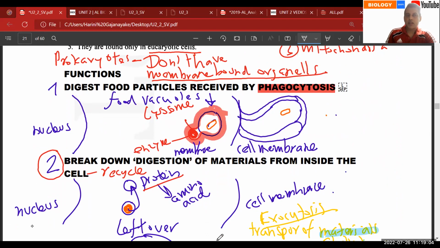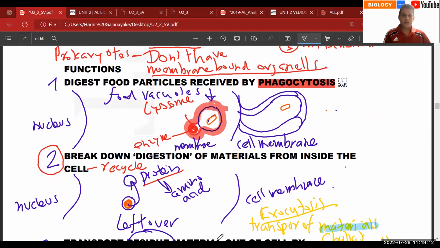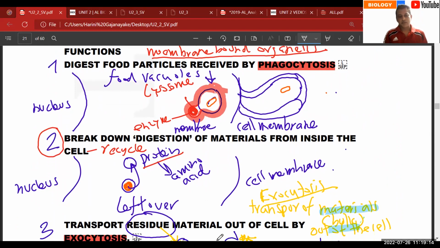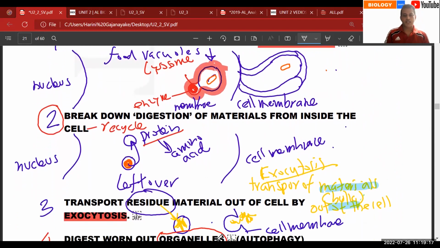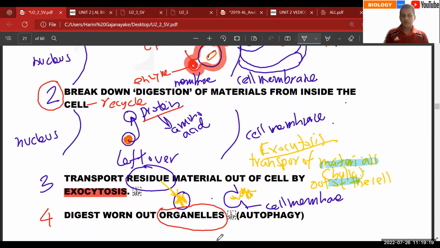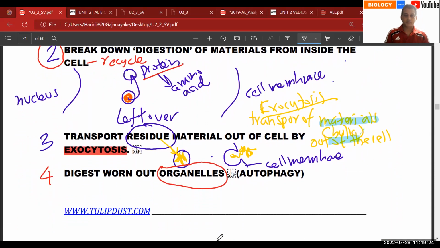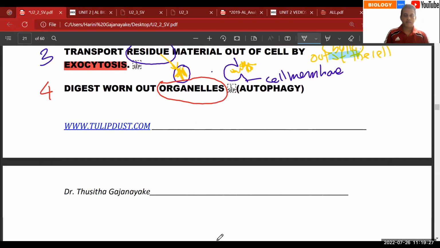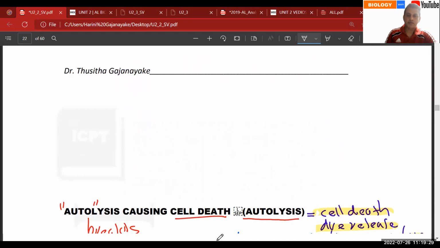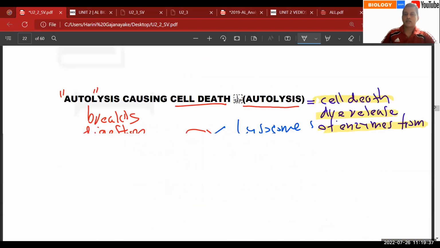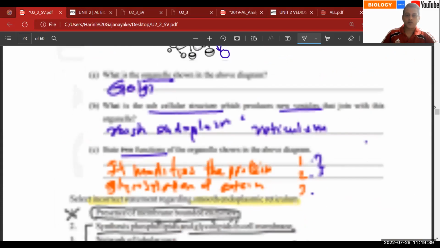4 different functions: digestion of food particles, phagocytosis; the breakdown of material inside the cells; digestion of things inside the cells; and transporting the unwanted things out of the cells. And also digesting organelles which are not really used up. And also autolysis, that means cell death. It's again the action of lysosome.